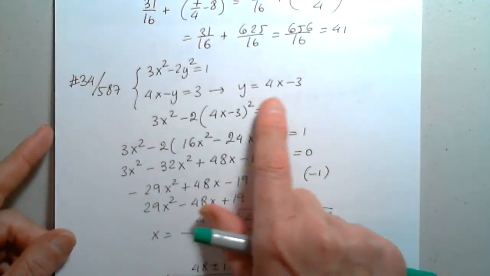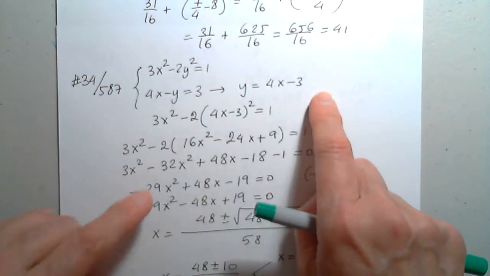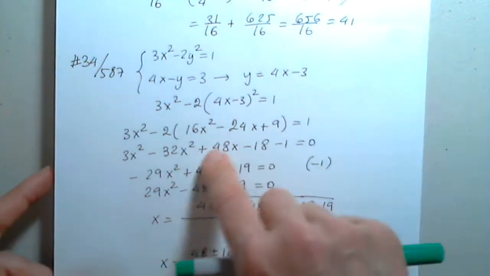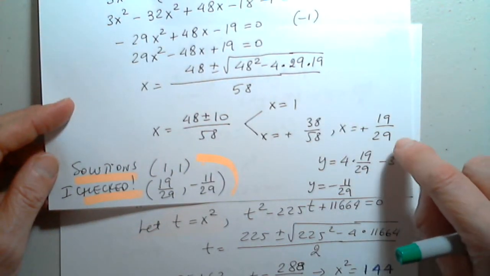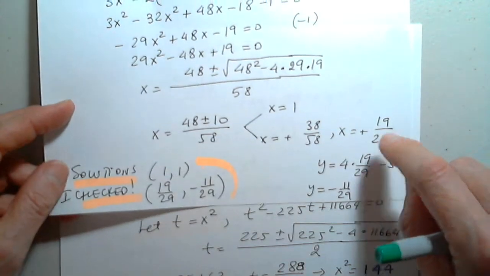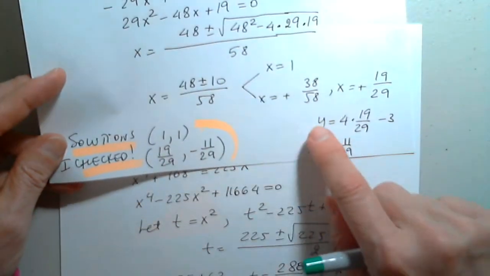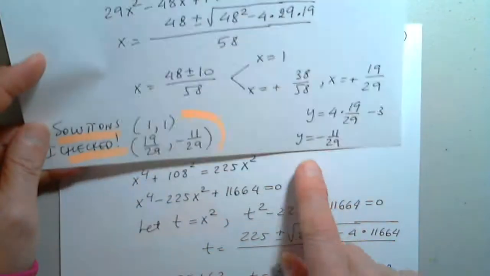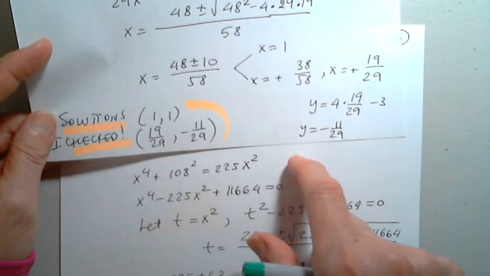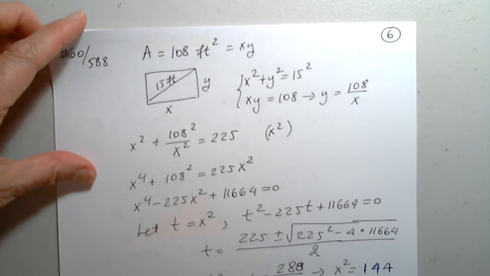Same thing here, but by substitution, I moved y and moved 3. So y equals 4x minus 3, and I plugged it in. Performed all the calculations and got two x values, 1 and 19 over 29. I went back to here with x equals 1, and I got y equals 1, and the other option with x equals 19 over 29. And I went back and plugged it in, and here are my calculations, 19 over 29 and -11 over 29. We go back and check in the original system, please, always.